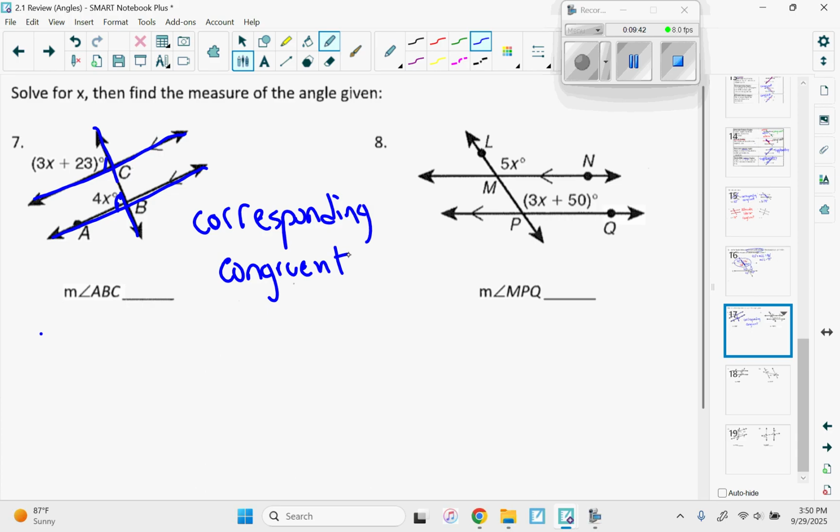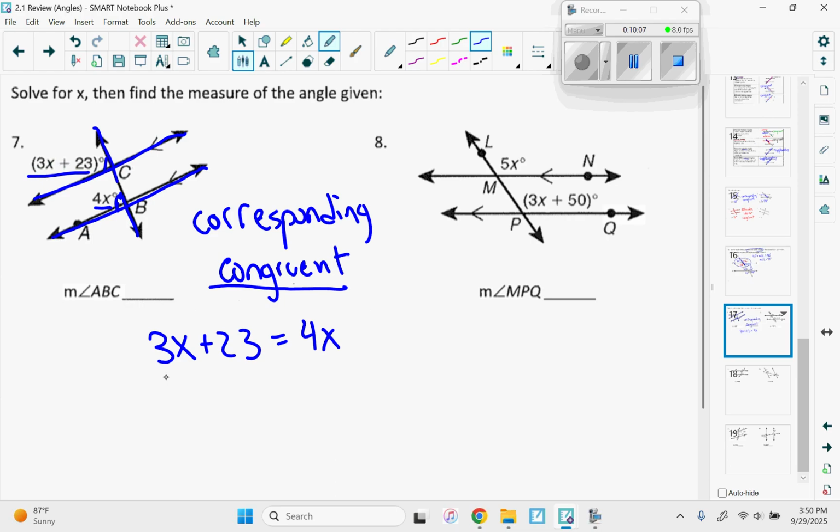Always congruent. And what that means for this problem, if we say they are congruent, then we're going to set these angles equal to each other. So it looks like this. 3x plus 23 equals 4x. That's the first step. You say the relationship is congruent, then you set the angles equal to each other.